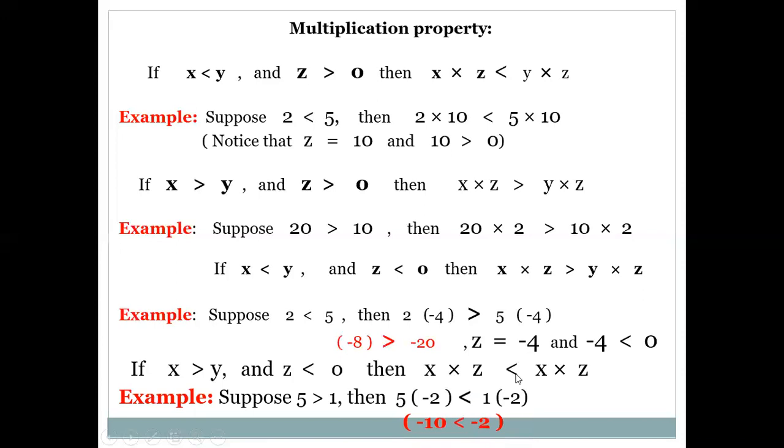Let's see more examples. Suppose 5 is greater than 1, then 5 multiplied by minus 2 is less than 1 multiplied by minus 2.